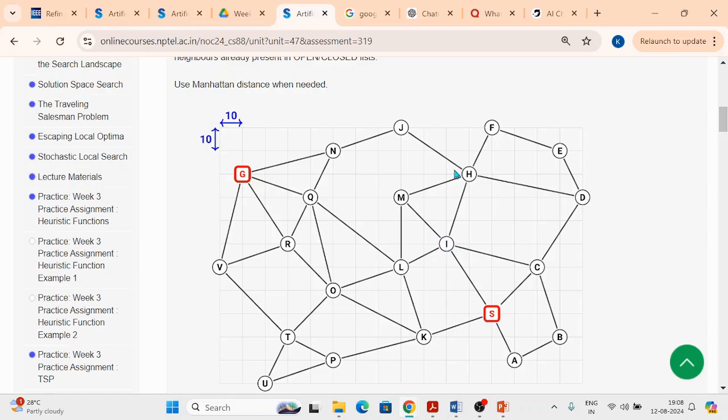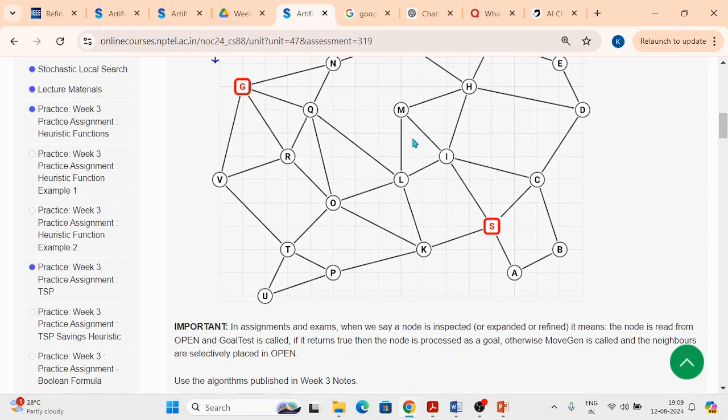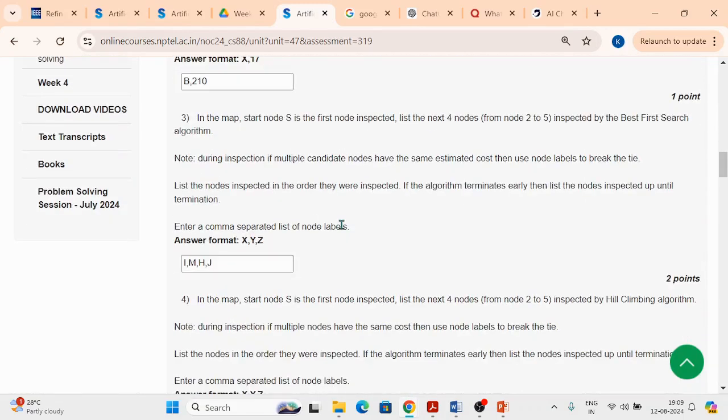Then I is connected to H, M, L. So M is having the 80. Then from M again we are not having any other nodes. If you see, M is connected to H, I, and L, which are having higher values. So it will be stopped here. This is the local minimum we will get at hill climbing. Okay, sorry, local maximum. So M will be the terminating point for this algorithm.